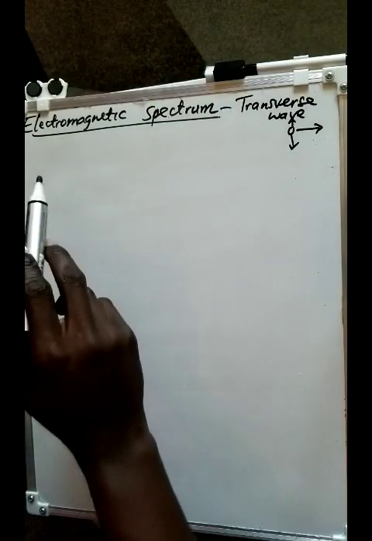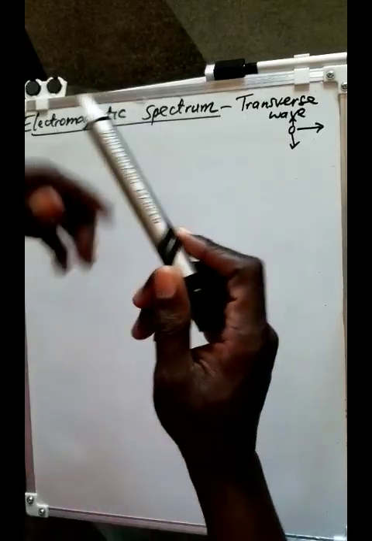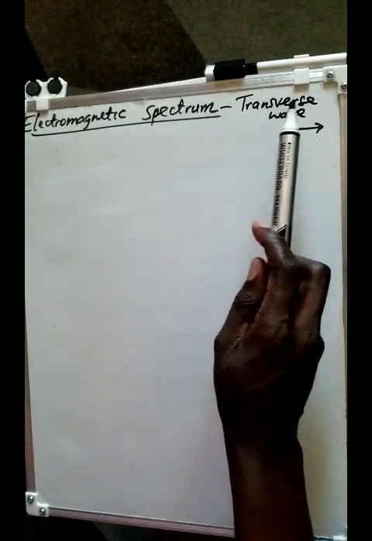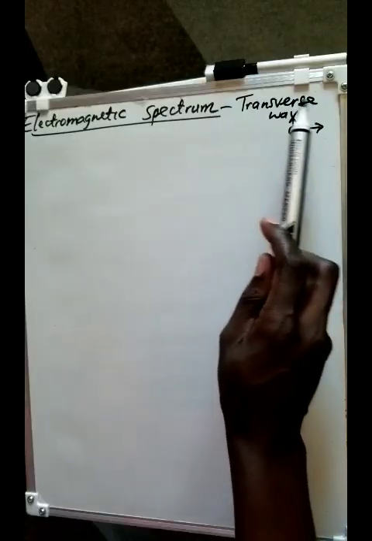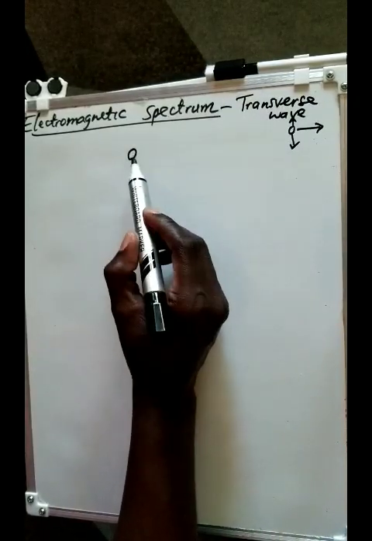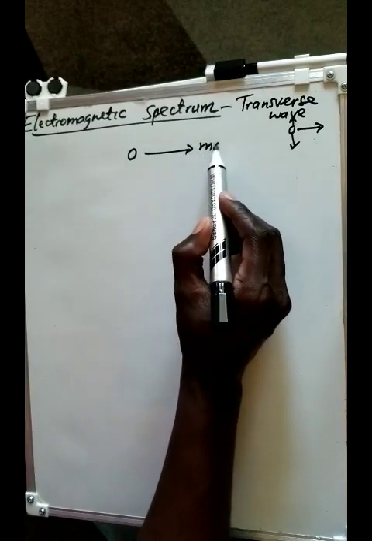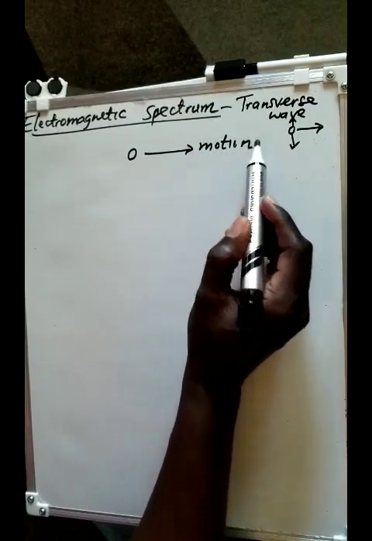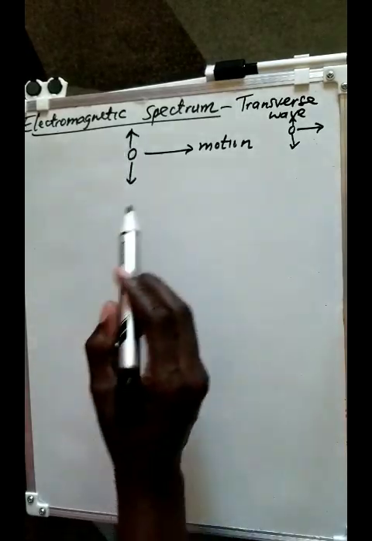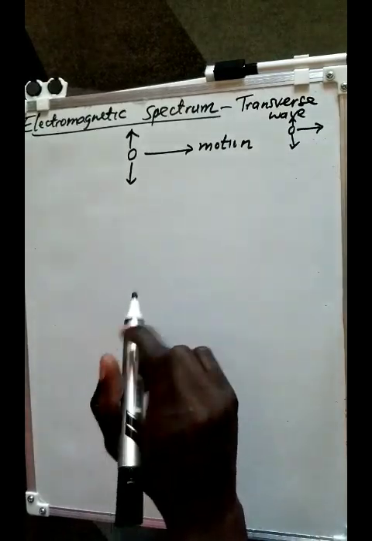So we are looking at what we are calling the electromagnetic spectrum. In the electromagnetic spectrum, all the waves found in it are transverse waves, meaning that if this is a particle in a transverse wave, and that is representing the direction in which the wave is traveling, the particle is going to be moving perpendicular to the direction of travel of the wave. So that is what we mean in this case.